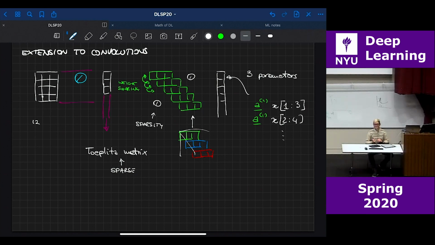Other questions? What is that blue circle for? The blue circle? This one? It's a big 0. That's the sparsity one, the same as here.